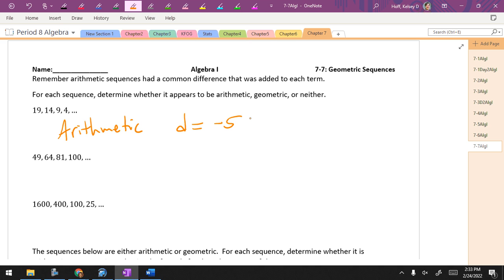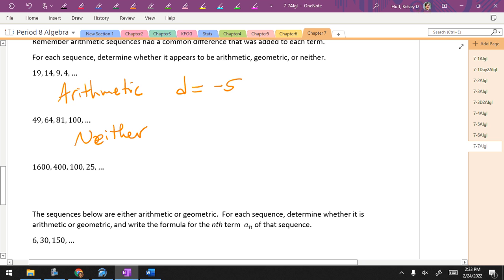49, 64, 81, 100. Neither? What are those? I don't know, numbers? They're your perfect squares, right? 7 squared, 8 squared, 9 squared, 10 squared. There is no pattern there. It is neither. Or there is no sequence. It's a pattern, but there's no sequence.